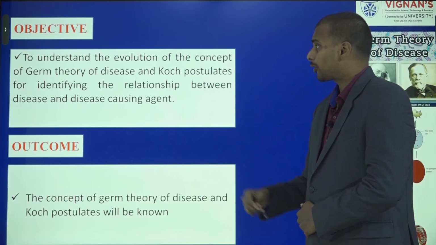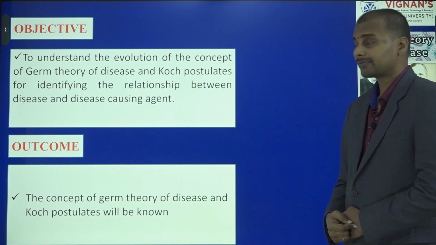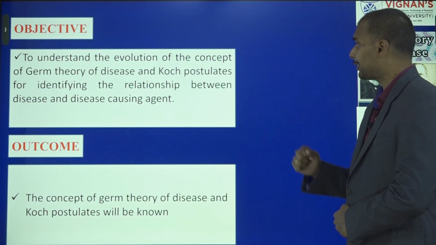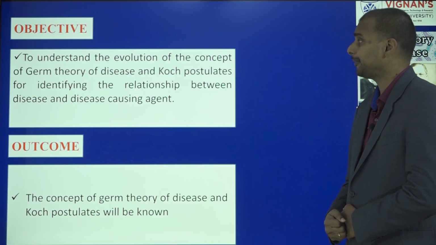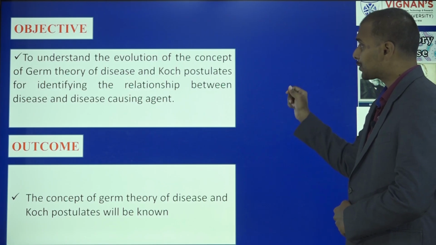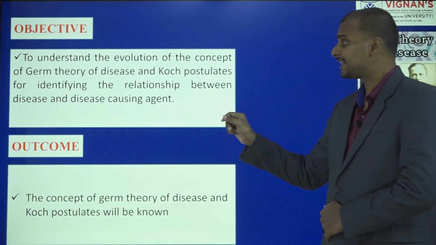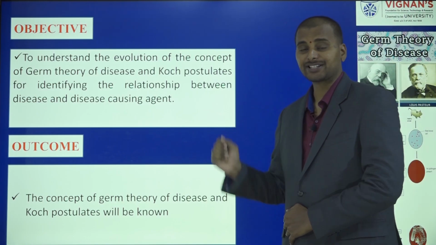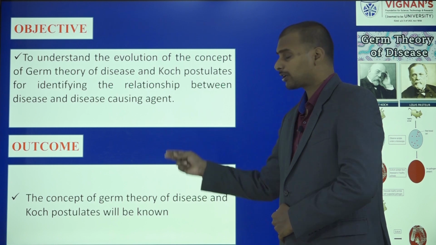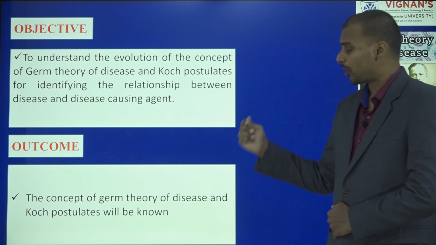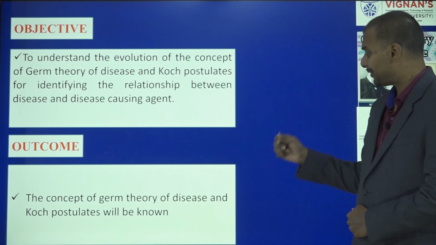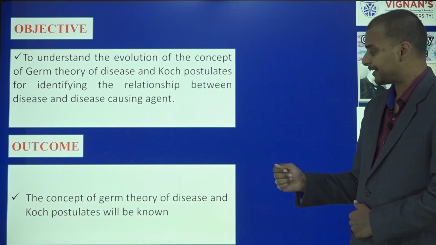In this concept, the objective is to understand the evolution of the concept of germ theory of disease and Koch's postulates for identifying the relationship between the disease and the disease causing agent. And the outcome: the student will be able to understand the germ theory of diseases and Koch's postulates.